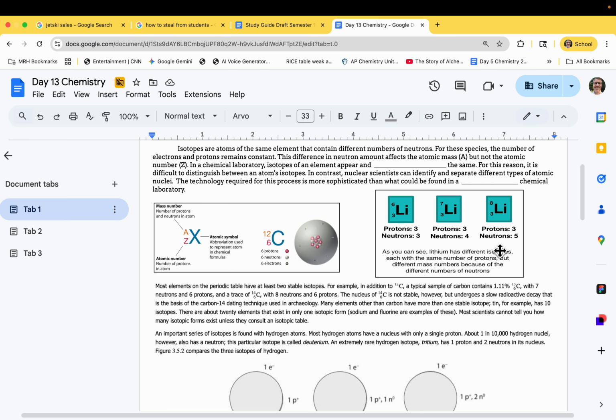Lithium has 3 different known isotopes. All 3 have the same atomic number 3, but the isotopes that are heavier contain more neutrons. So the mass number is the one up top, mass up top, atomic number on bottom. The mass number includes 3 protons and 3 neutrons for this lithium, which makes 6. The mass number for lithium-7 is 3 protons and 4 neutrons, which makes 7. And the mass number for this isotope is 3 protons and 5 neutrons, which adds up to a mass of 8.